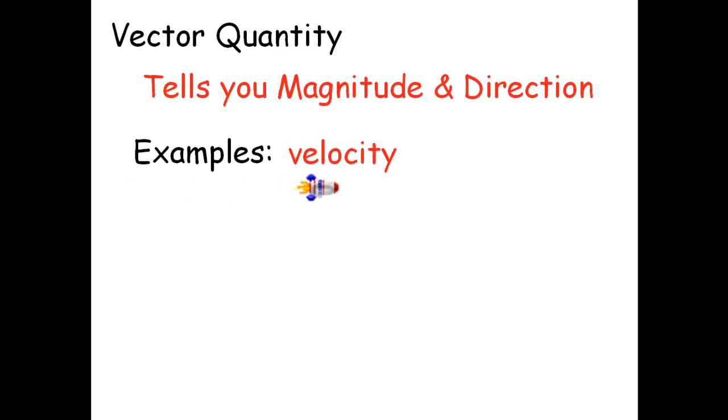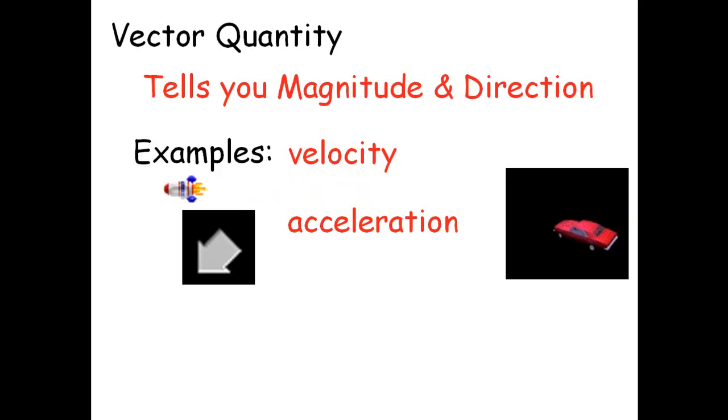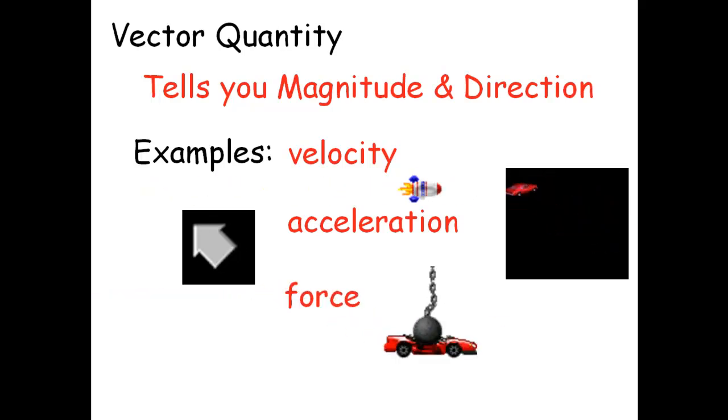Here's some examples. Velocity. That's how fast you're going and what direction. Acceleration. You can certainly say which way you're accelerating. Think about being in a car. Right, left, back, forward, north, south. And of course, force. You can push on something. If it makes sense to ask, what direction are you blank? It's a vector quantity.